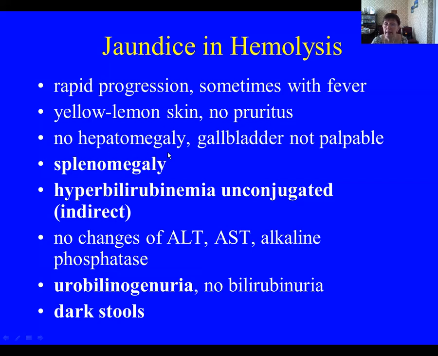No hepatomegaly, the gallbladder is not palpable, but always splenomegaly. And in blood, we can find a lot of unconjugated bilirubin or indirect bilirubin. No changes of enzymes in blood. In urine, we can find a lot of urobilinogen and no bilirubin. And of course, the stools will be dark due to a large amount of stercobilinogen.